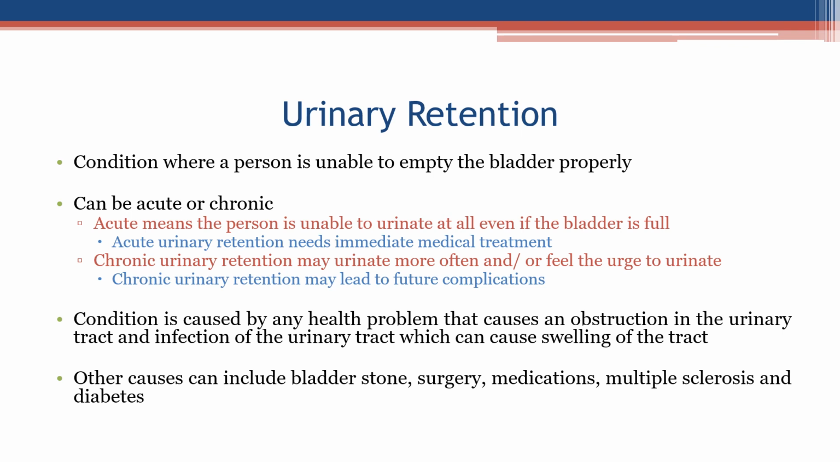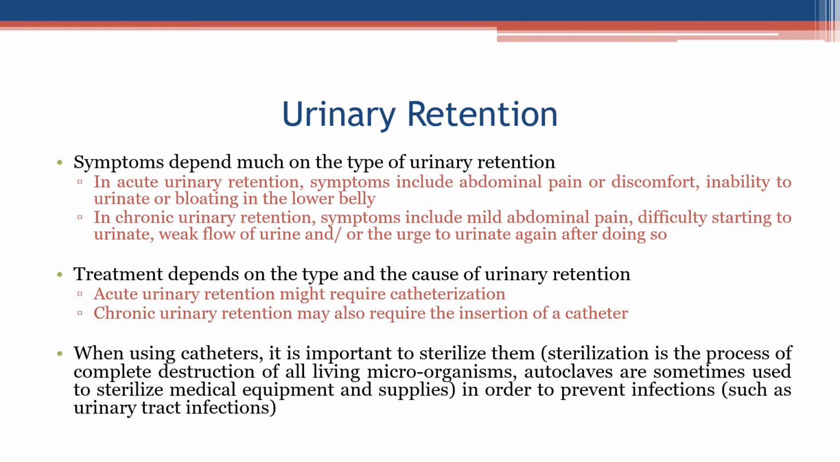The condition is caused by any health problem that causes an obstruction in the urinary tract, and infection of the urinary tract, which can cause swelling of the tract. Other causes can include bladder stones, surgery, medications, multiple sclerosis, and diabetes. Symptoms depend much on the type of urinary retention. In acute urinary retention, symptoms include abdominal pain or discomfort, inability to urinate, or bloating in the lower belly. In chronic urinary retention, symptoms include mild abdominal pain, difficulty starting to urinate, weak flow of urine, and/or the urge to urinate again after doing so.